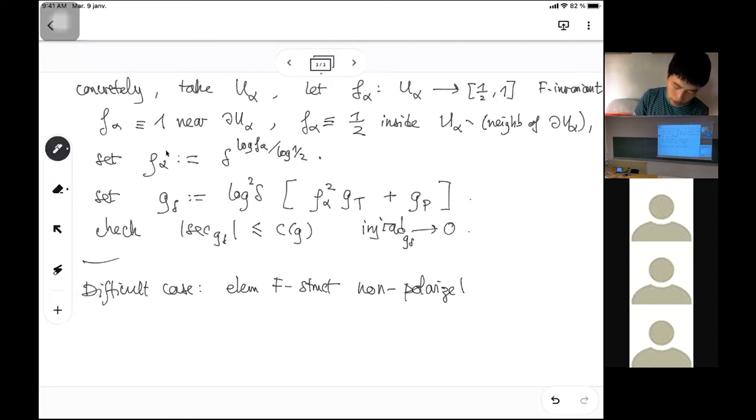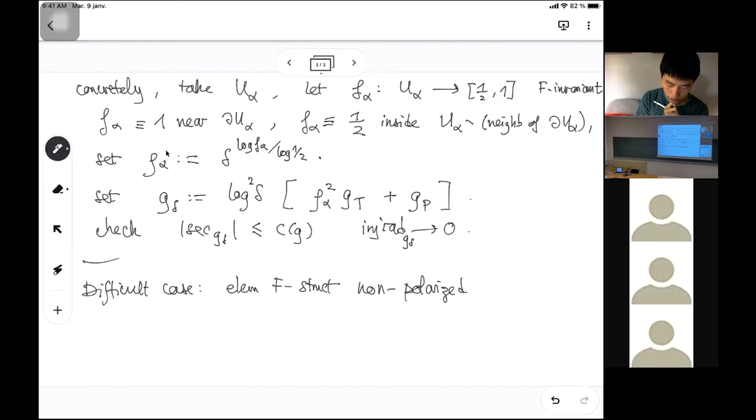So when you're non-polarized, the action is not free, and you have some orbits whose dimension is not the dimension of the torus that acts on your open set. And I will give you a proof by example. So I will give you some examples to illustrate what's happening and how to solve the problems. And that's going to be it.